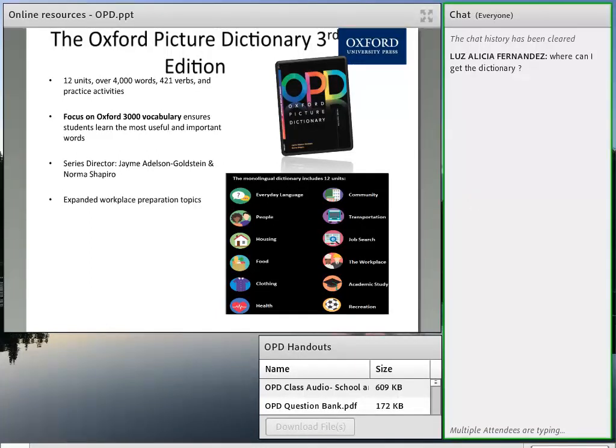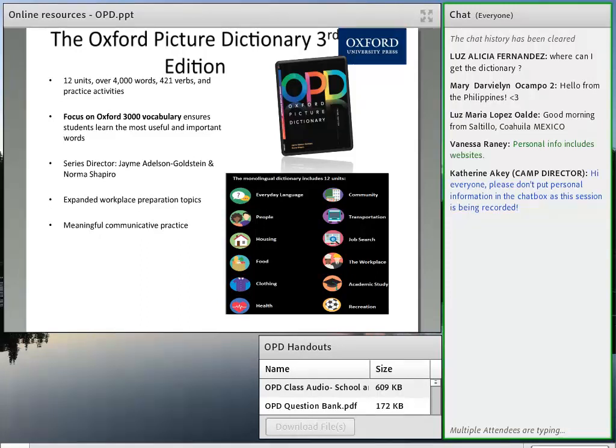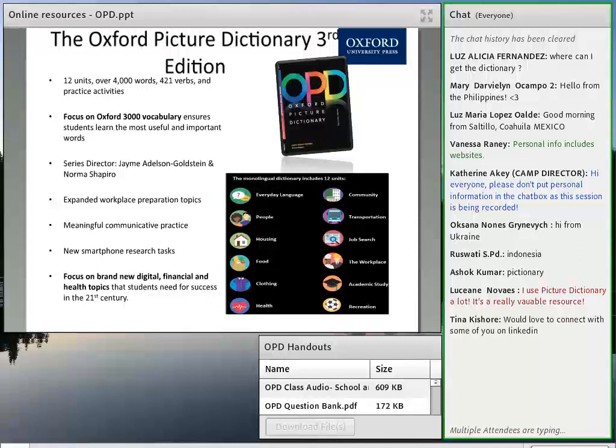We have expanded the workplace preparation topics. There's more meaningful communicative practice. The third edition is way more of a complete course program rather than just a referential dictionary. There are new smartphone research tasks and a focus on brand new digital, financial, and health topics that students need for success in the 21st century.